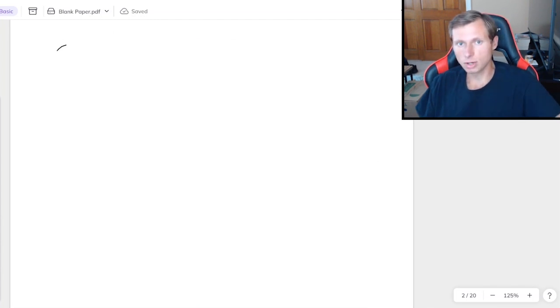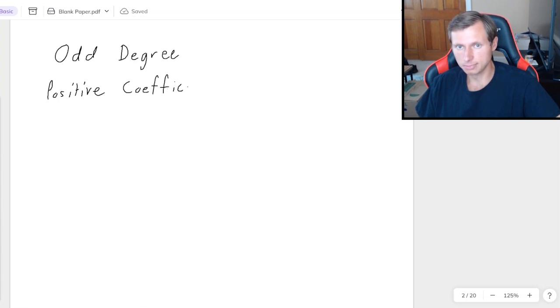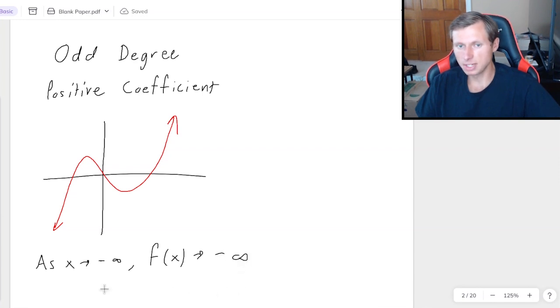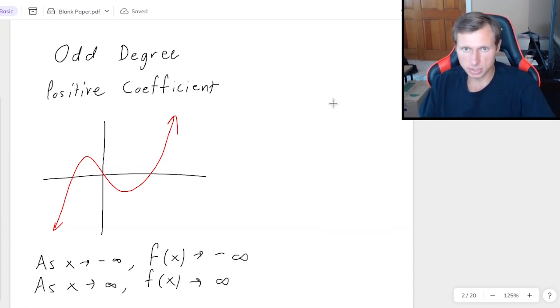So first let's talk about odd degree and positive coefficient. The graph would look something like this. It doesn't have to look exactly like this, but you can tell this was the first case we just did. And the result will always be as x approaches negative infinity, f of x approaches negative infinity, and as x approaches positive infinity, f of x will also approach positive infinity. So that's the first case.